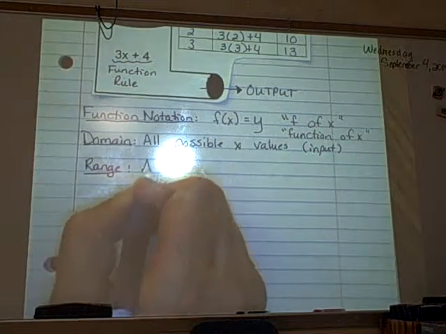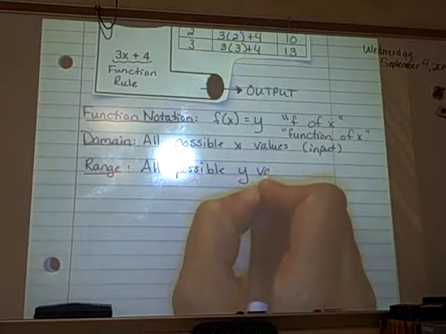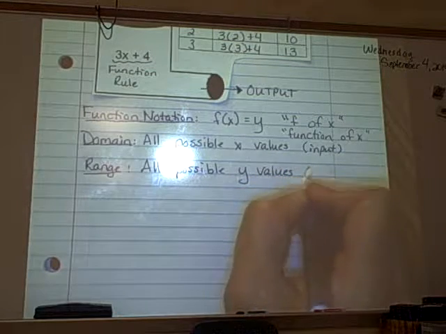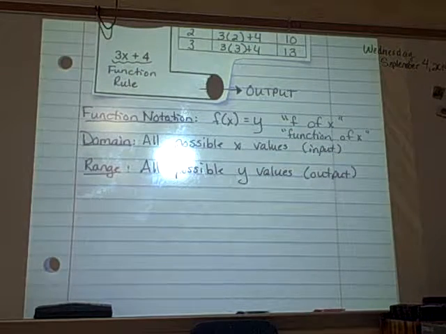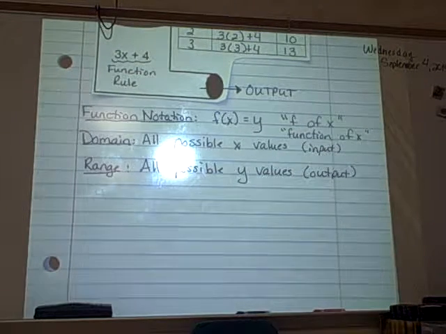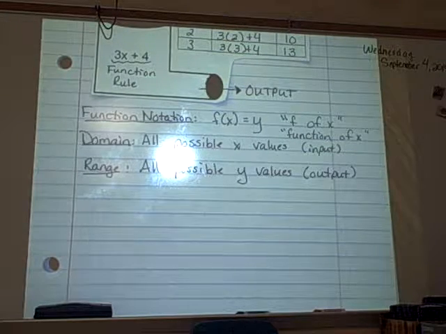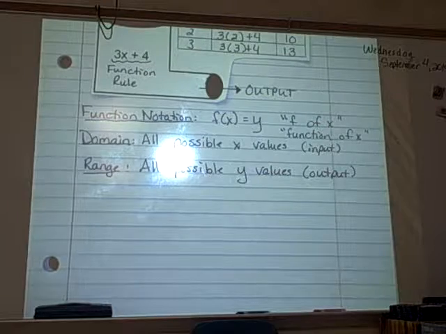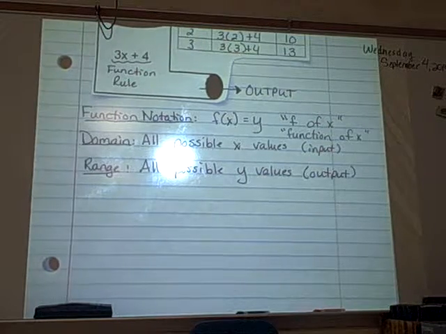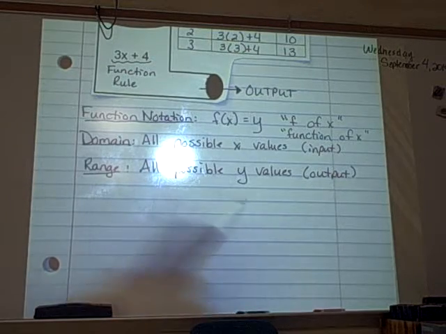Range is all possible Y values. All possible Y values are your output. Be really careful because this range is different from the range you learned in like 6th grade. The whole mean, median, mode range, forget all about that range for right now. Frustratingly enough, we have another term called range and it means something totally different and it's still in math. So this range is all possible Y values.